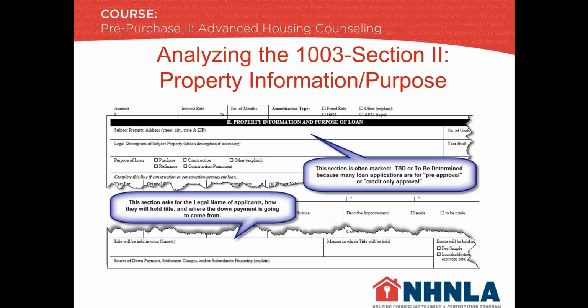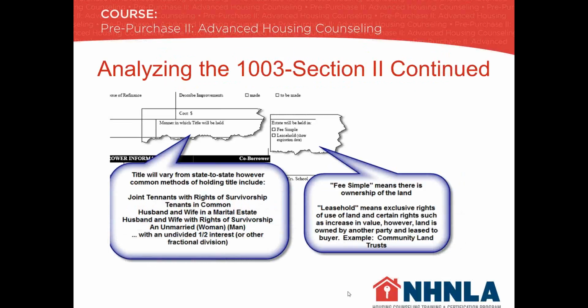Now, down toward the bottom of Section 2, and we'll have a follow-up slide on this, this section is going to ask for the legal name of the applicants. So this has to do with how the title is going to be held, and it could be different state by state, so we'll take a look at that. Also, this is where they have to identify the source of their down payment. Okay, so this is where they have to identify where that down payment is coming from.